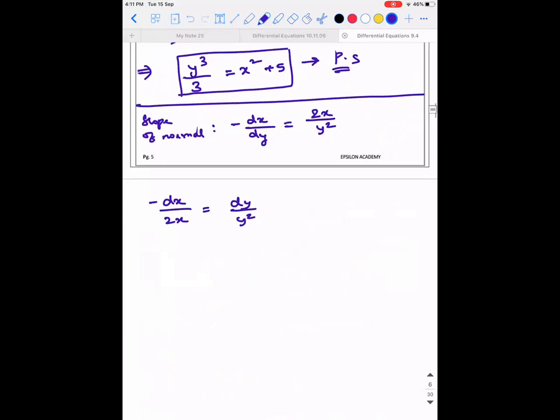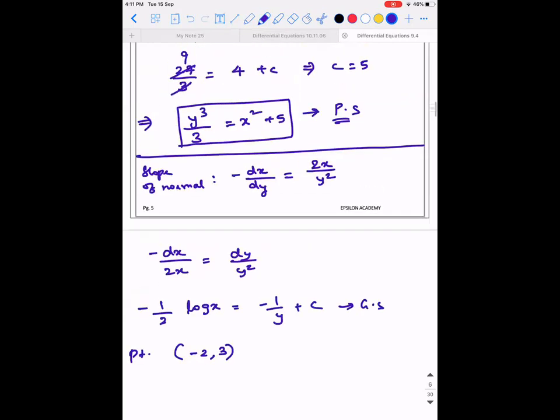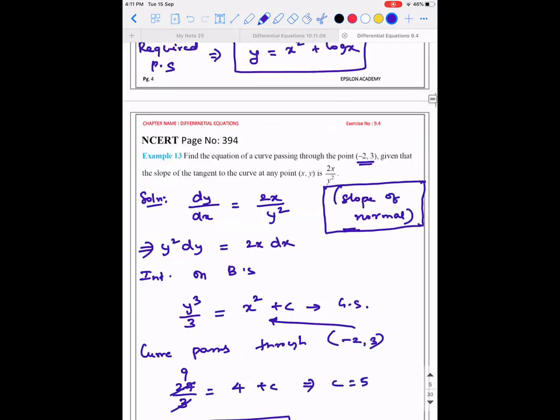So we need to integrate on both the sides. What do you get? Minus 1 by 2 log x is equal to minus 1 by y plus c. So let's say this is the general solution. What is the point they have given? Minus 2, 3.